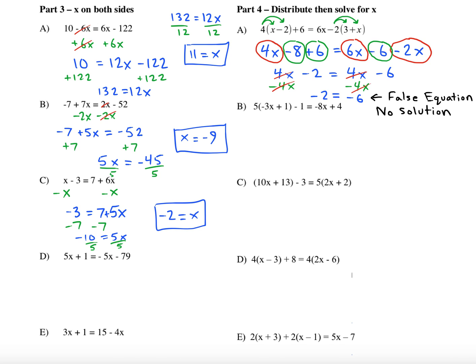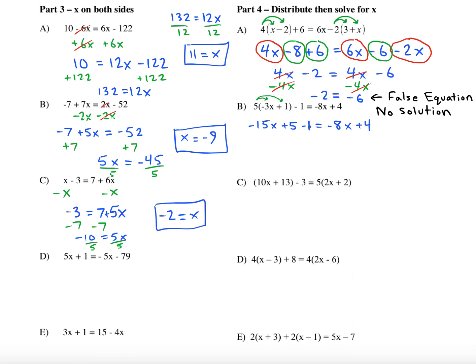Let's try the next one. Send the 5 to the negative 3, you get negative 15x plus 5 minus 1. Bring everything else down. That's good technique. Bring everything else down except for the change that you made. In this case, the only change I made was the distribution. Everything else remains the same.